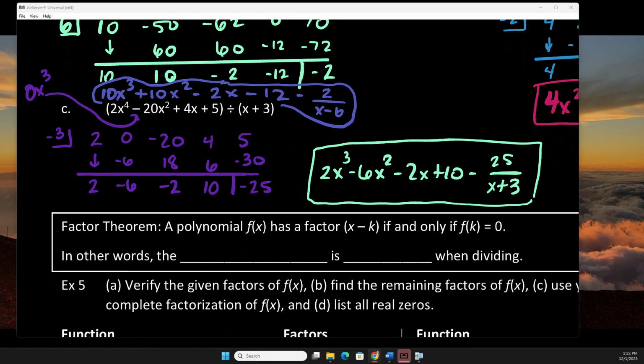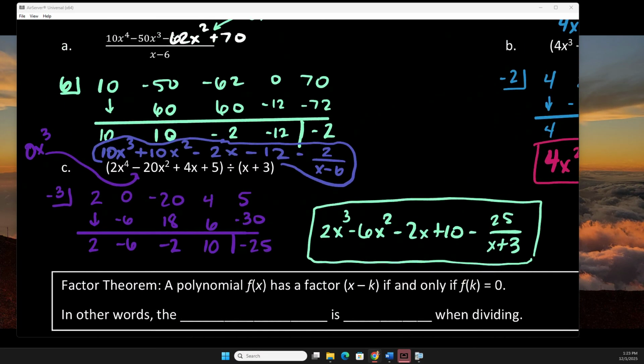If you are doing this on your own and you ever just want to double check, like if you don't have the answers or whatever, if you plugged negative 3 into this, the answer should be whatever the remainder is. So we could try it, but same thing here. Like if I put 6 into x on this function, I should get negative 2. So that's like the factor or the remainder theorem or something like that.